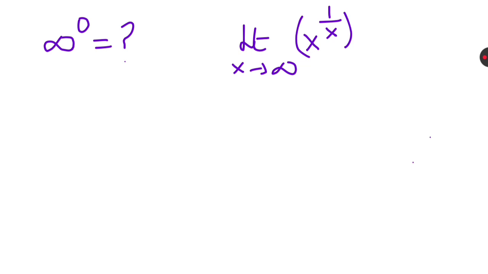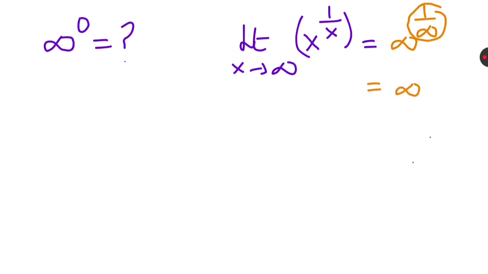When dealing with the expression infinity raised to the power of 0, we encounter an indeterminate form. To solve this problem, infinity raised to the power of 0, we are going to work through this problem: limit x tends to infinity x raised to the power 1 over x. If we substitute x as infinity in this function, then we get infinity raised to the power of 1 over infinity. 1 over infinity is nothing but 0.